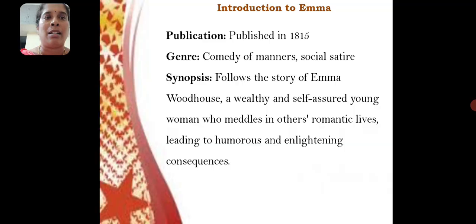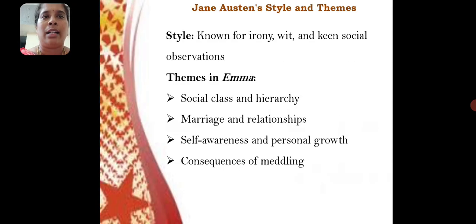The genre is comedy of manners and also social satire. The novel follows the main female protagonist, Emma Woodhouse, a wealthy and self-assured young woman who meddles in others' romantic lives, which ends in many failures, leading to humorous and enlightening consequences. The style of the novel is known for irony, wit, and keen social observations. The themes are social class and hierarchy, marriage and relationships, mainly matchmaking, self-awareness and personal growth, and consequences of meddling.